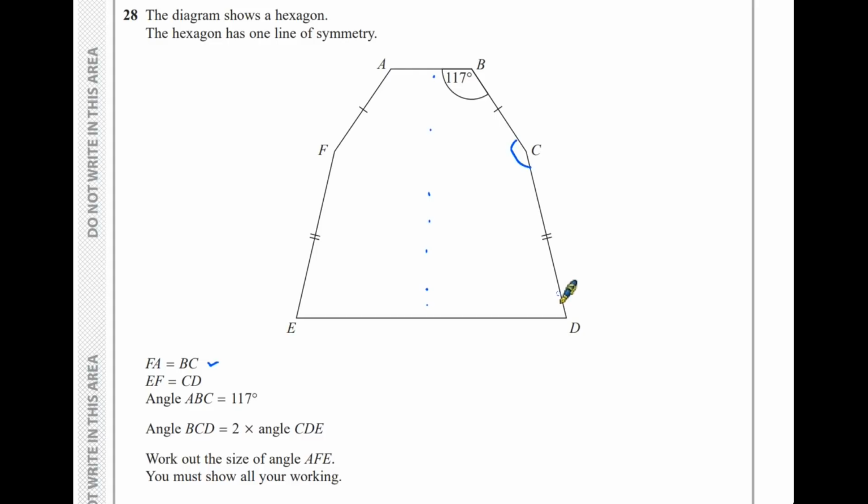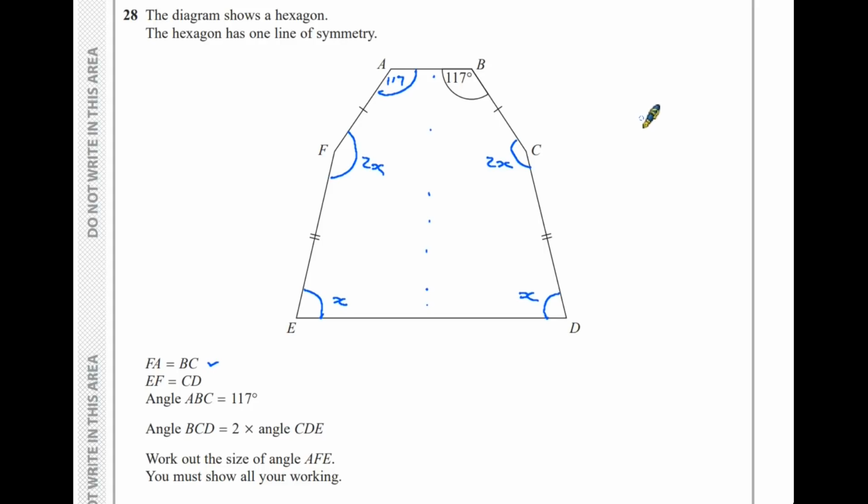It seems as though this information is useful to us, so let's call CDE angle X, because by doing so, if BCD is 2 times, then we can label that 2x. Now, because we have a line of symmetry, we have the angles down the right hand side, they are going to be exactly the same as the angles down the left hand side. So AFE is going to be 2x and DEF is going to be x.